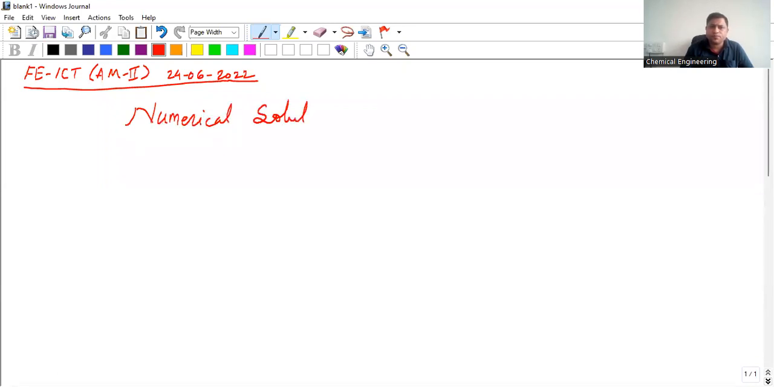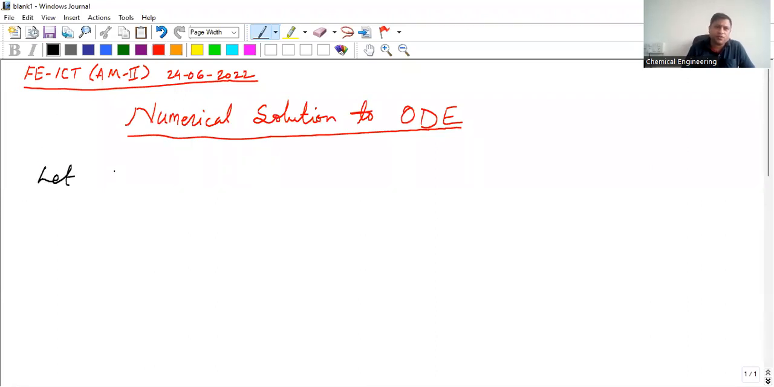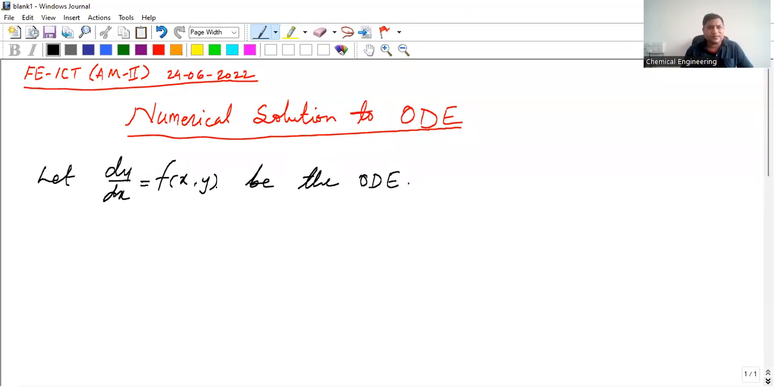Okay, so we have to think of the numerical solution of ordinary differential equations. Particularly, we will be solving first order differential equations. Suppose we have dy by dx is equal to f of x, y being the given ordinary differential equation. Now we want to solve this ordinary differential equation.